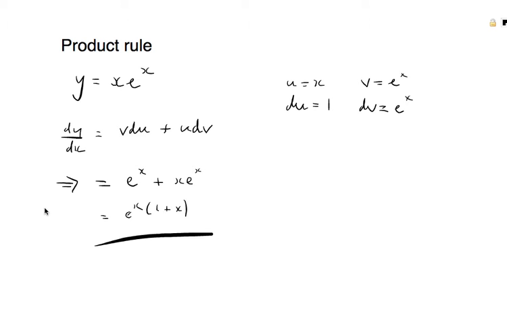So what do we get? e to the x, because it's e to the x times du, which is 1, plus x e to the x, because it's u, x, times dv, e to the x. And then I factorise that at the end. So e to the x brackets 1 plus x. And that's the product rule.